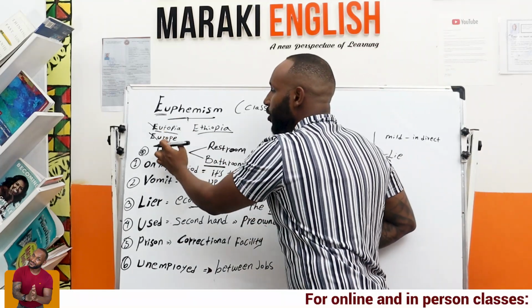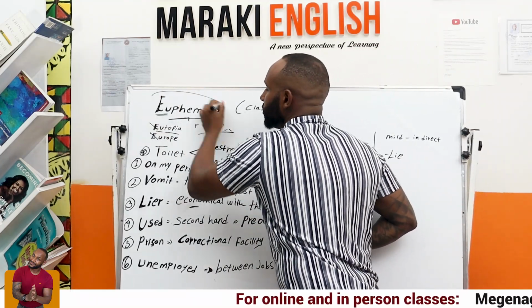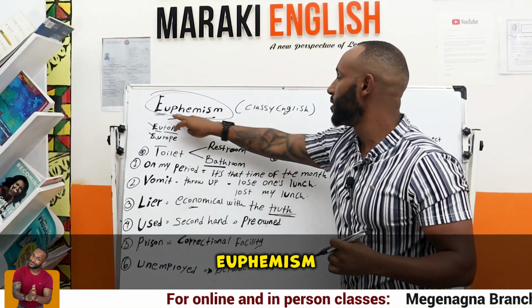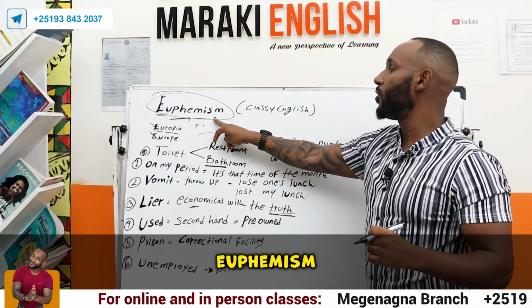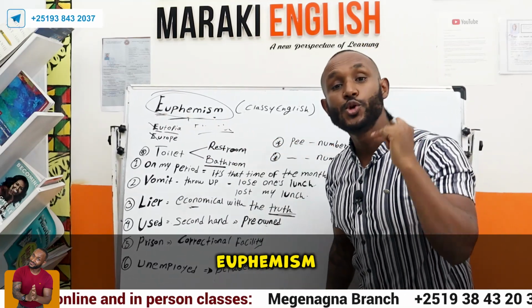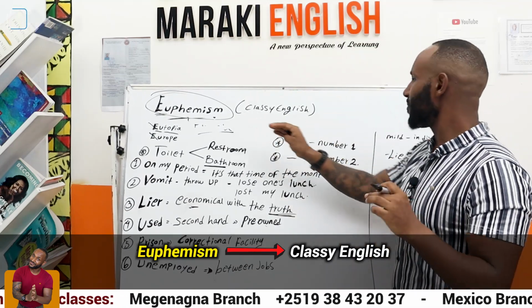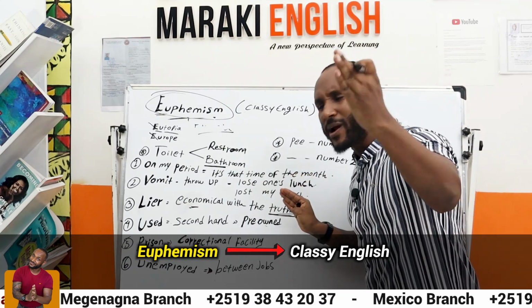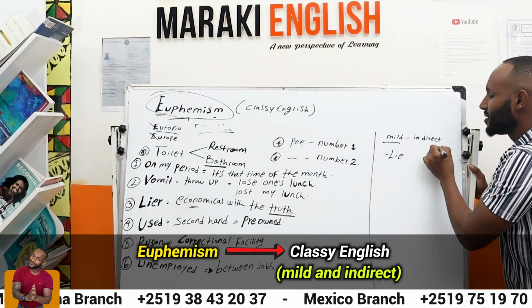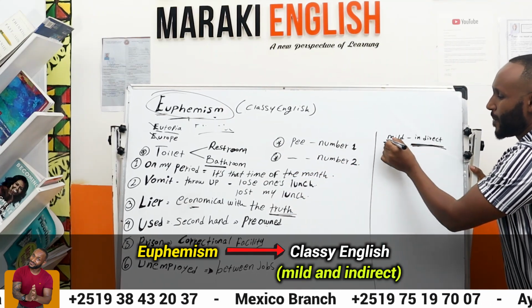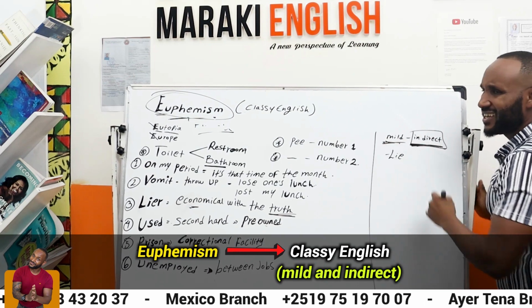Anyway, I'm saying all these things because I want you to write and pronounce this word properly. So this is called euphemism. Euphemism is classy English, you know? Classy English. It's not direct. It's mild and indirect. Mild and indirect.